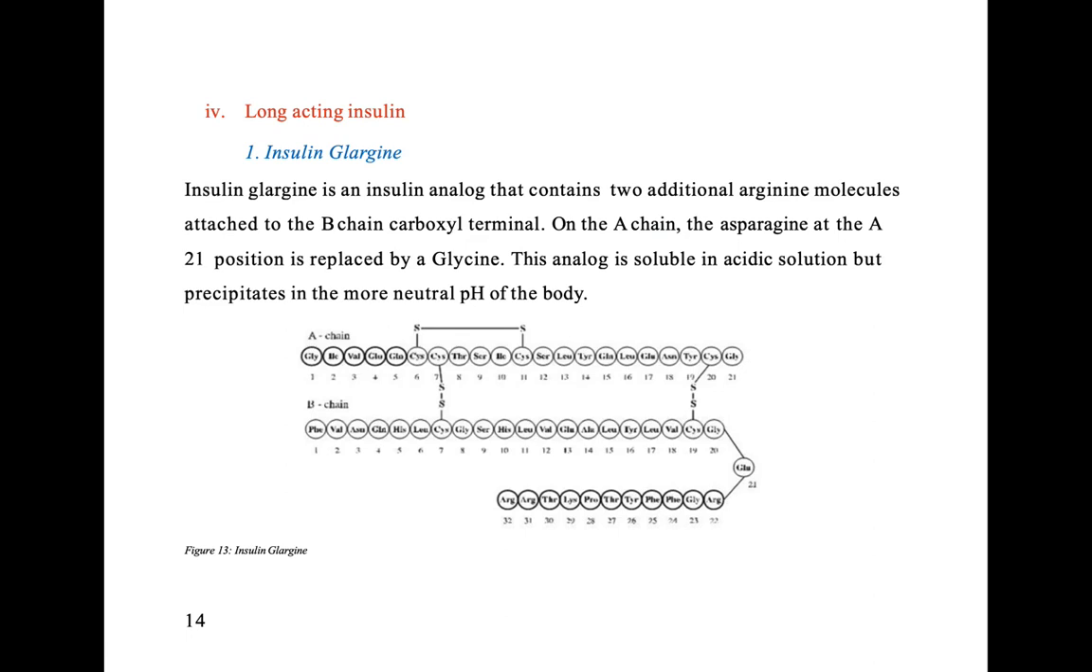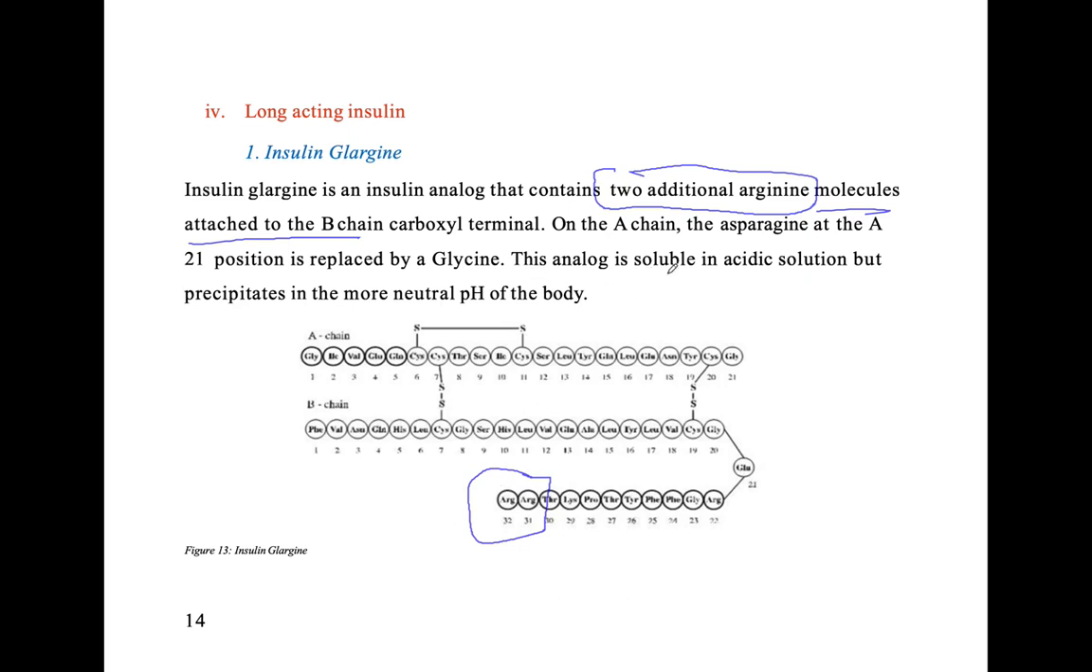Now the longer acting insulins are synthesized in such a way that they will self-aggregate, so they are absorbed slower into the body, and so they last longer in the body. They're used for basal type of insulin coverage. The first one that we will look at is insulin glargine. Insulin glargine is an analog that contains two additional arginine molecules attached to the B chain. Okay, they're attached to the B chain carboxyl terminal. So here is the B chain, and here are the two arginines that are attached to the B chain.